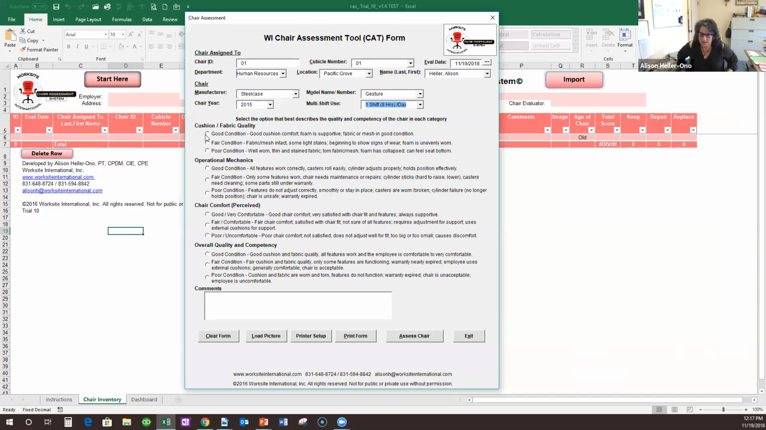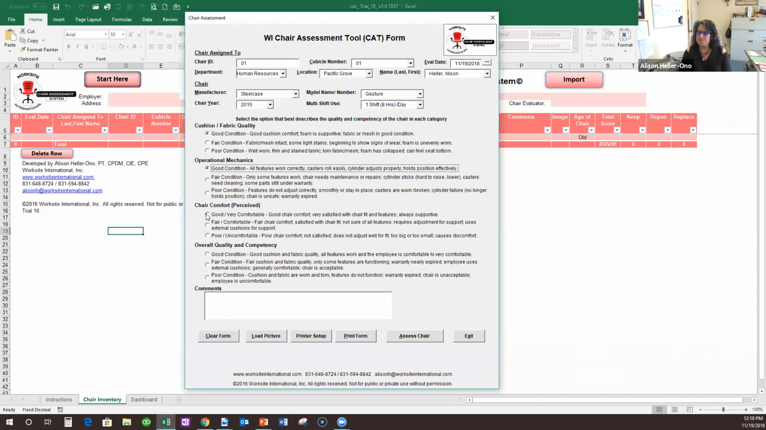So my chair, let's see, I don't know if you can see it here. It's in pretty good condition. It has a little bit of stains on it, okay? But the cushion quality is still pretty competent. So I'm going to rate it as good, okay? The operational mechanics, all features work well. Nothing's really broken on it. It adjusts properly, and it holds my position effectively. I'm going to click that.